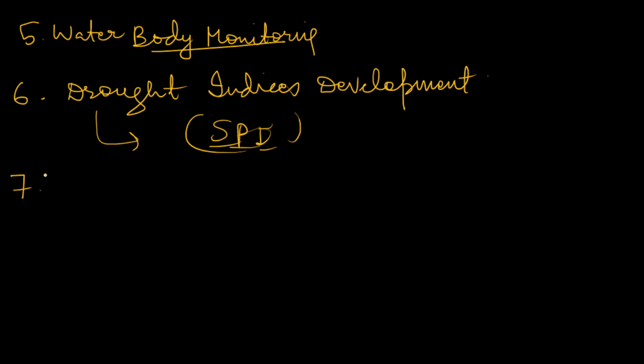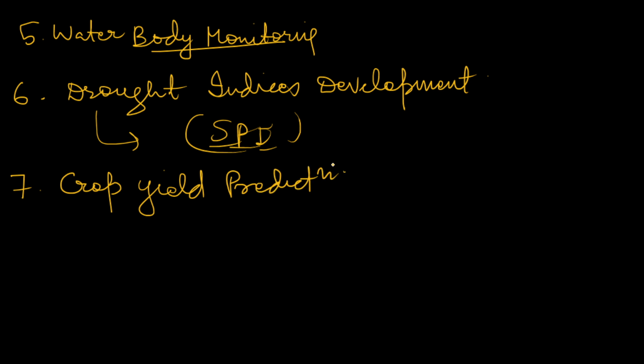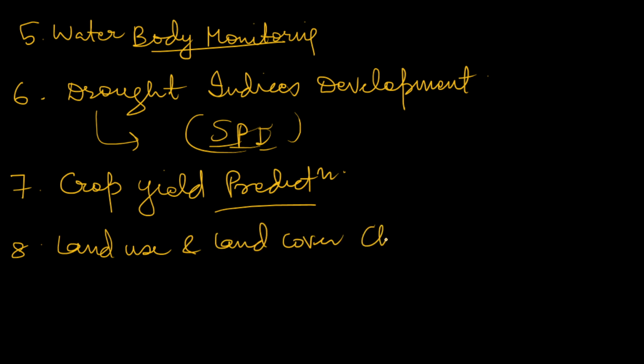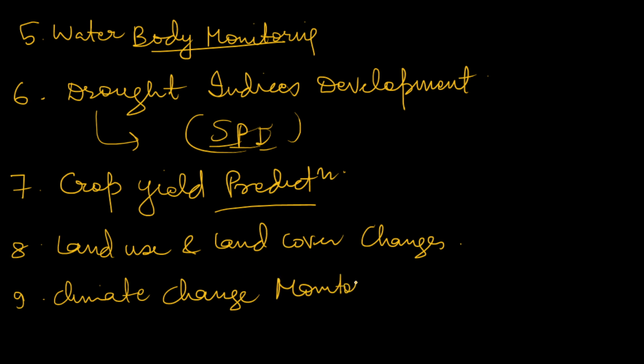We can do crop yield prediction, how much the yield will be in droughts, by monitoring crop growth. We can check for land use and land cover changes during drought. We can also do climate change monitoring, because climate change is a major reason for the increasing frequency of drought. So climate change monitoring can obviously be done.